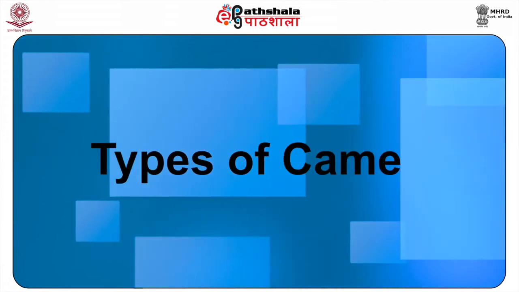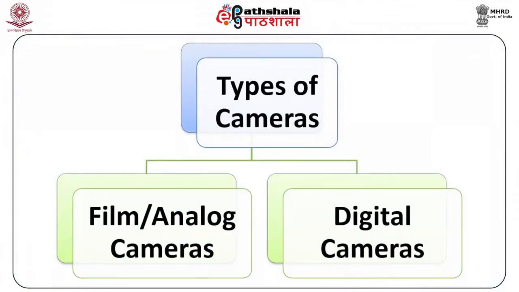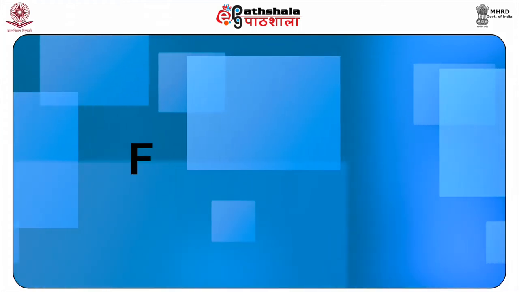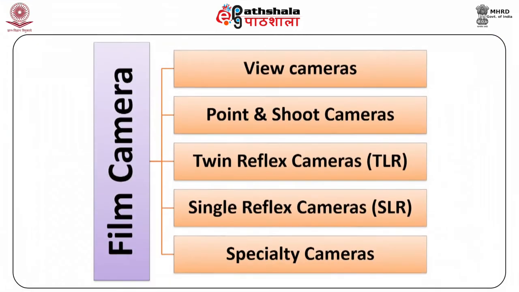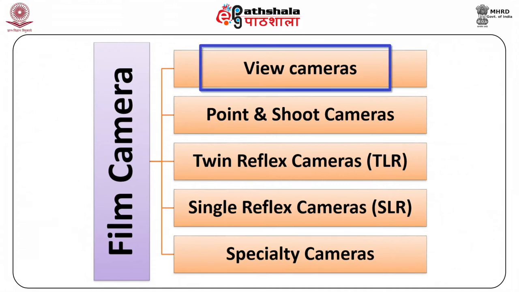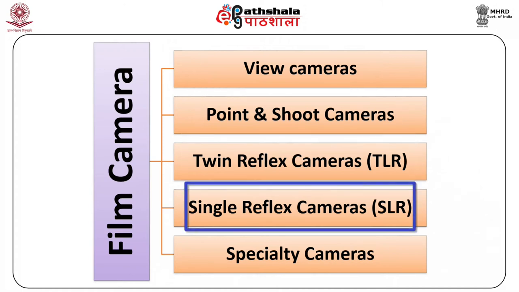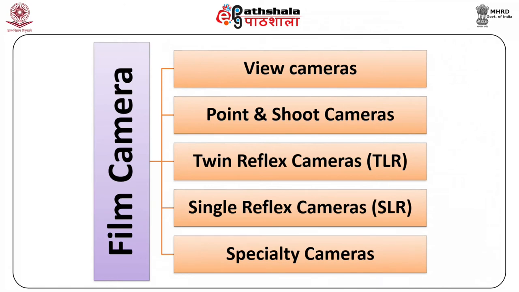Next, we will discuss the various types of cameras. According to technology, there are basically two types of cameras: film or analog cameras, and digital cameras. A film camera is made up of three basic components: the optical, that is the lens; the chemical, the film; and the mechanical, the camera body. First, the film camera. Film cameras can be broadly classified as per their size, mechanism, and utility: view cameras, point and shoot cameras, twin reflex cameras, single reflex cameras, and specialty cameras.